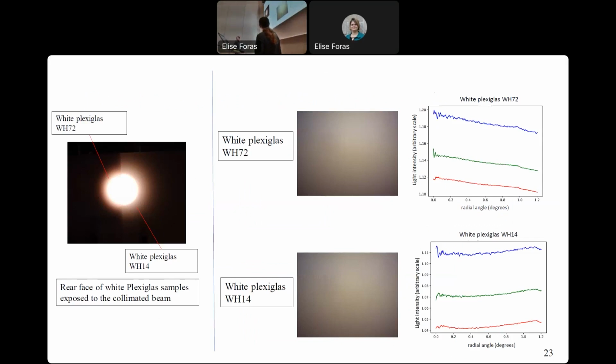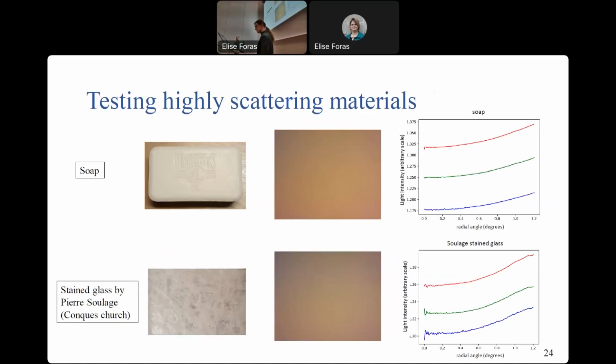Here, we tried with more diffusing materials, so two white plexiglasses. Here you can see that the diffusivity of the two plexiglasses is different because the halo of light is not the same. But these materials were too diffusing, and we can't notice the presence of the peak on the curves. Then we tried it with even more diffusing materials, which are soap and stained glass by Pierre Soulages. But as you can see, the peaks were too thin to be detected, and we can't analyze the data.